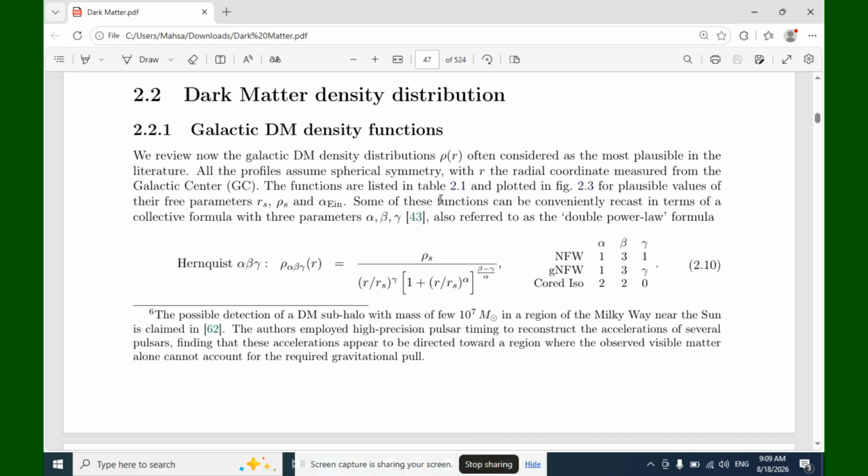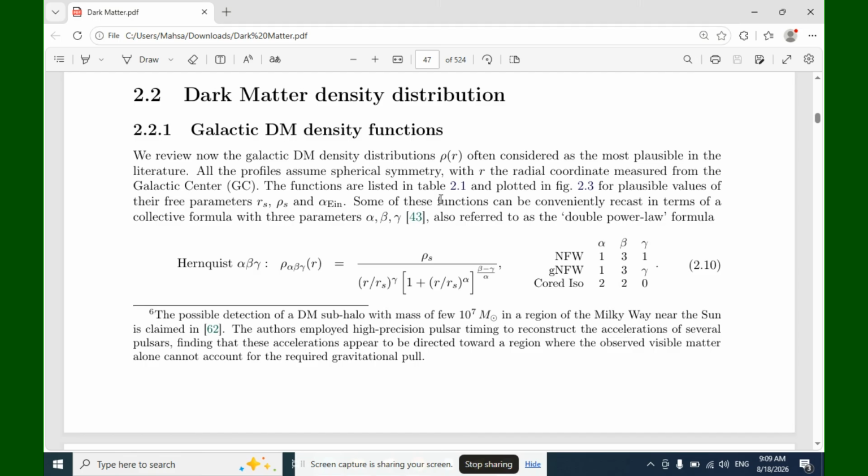Some of these functions can be conveniently recast in terms of a collective formula with three parameters, alpha, beta, and gamma, also referred to as the double power law formula. Here we want to review alpha, beta, gamma. Rho alpha-beta-gamma of r is equal to rho_s divided by (r divided by r_s) to the power of gamma, times the bracket 1 plus (r divided by r_s) to the power of alpha, all to the power of (beta minus gamma) divided by alpha.